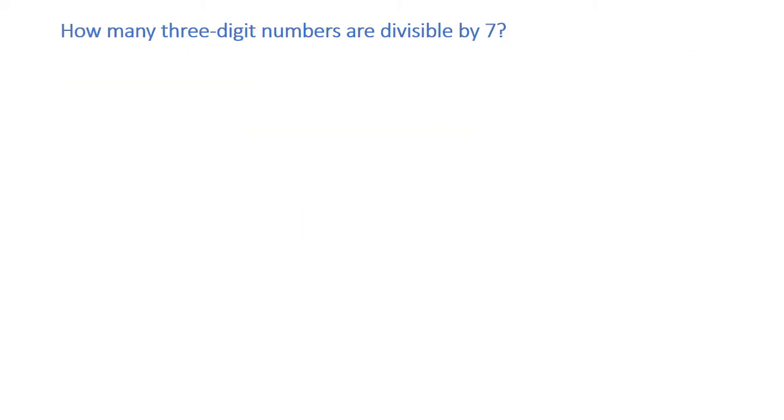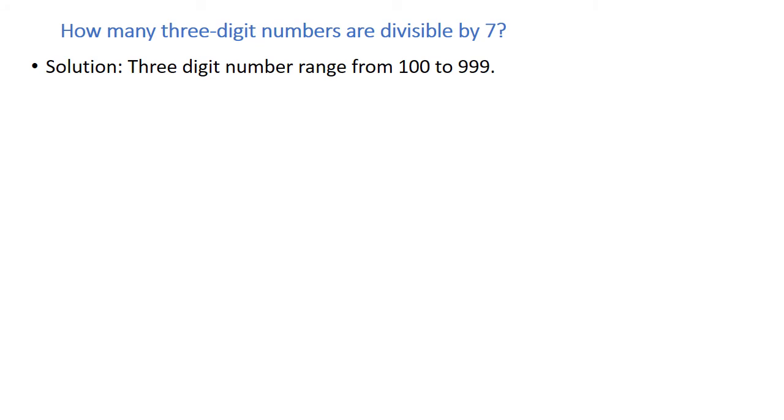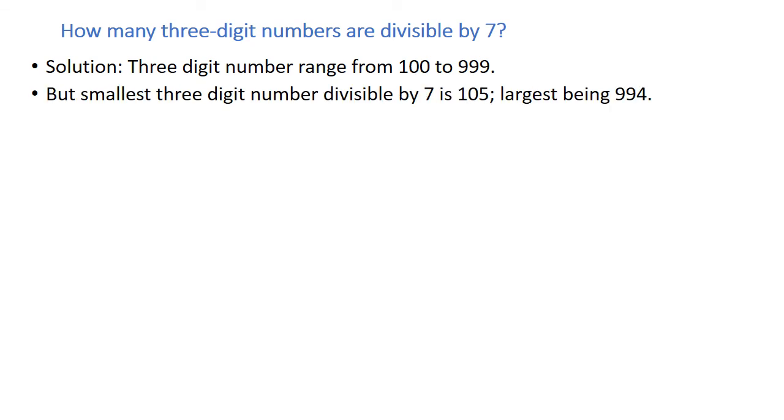How many 3-digit numbers are divisible by 7? Another common type of 2-mark question. So 3-digit numbers range from where to where? The smallest 3-digit number is 100. The largest is 999. That is what you have to write first. 3-digit numbers range from 100 to 999. But not all numbers are divisible by 7. What is the smallest number divisible by 7? 105. What is the largest 3-digit number divisible by 7?